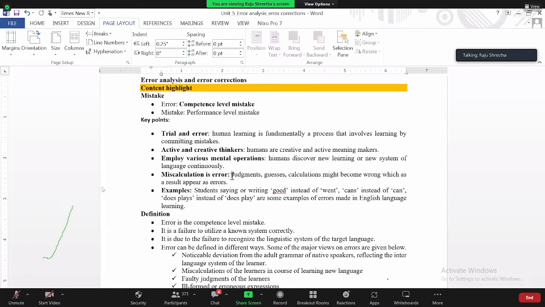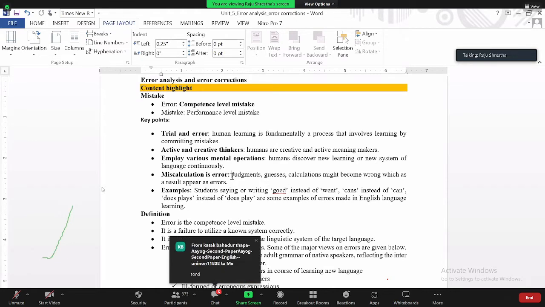This is a kind of imagination, a kind of calculation students make in the course of learning, then they produce "he say", "he good", this kind of expressions students may produce in the course of learning English. This is due to what? Miscalculation, misjudgment. This is error. Just understand that error is miscalculation.